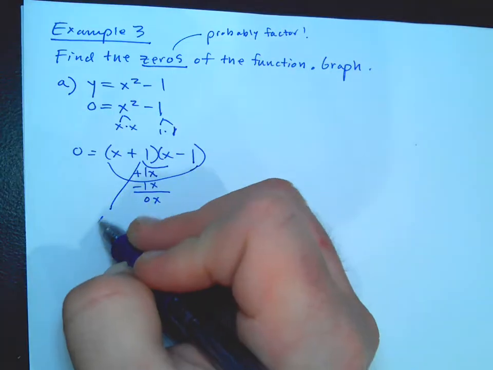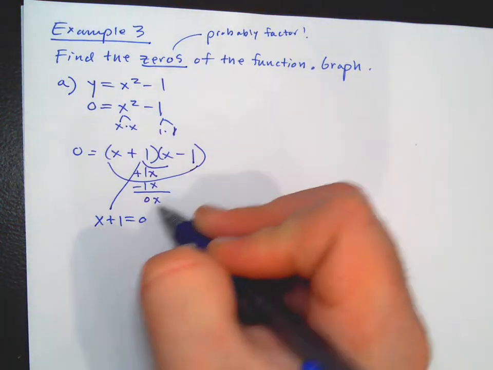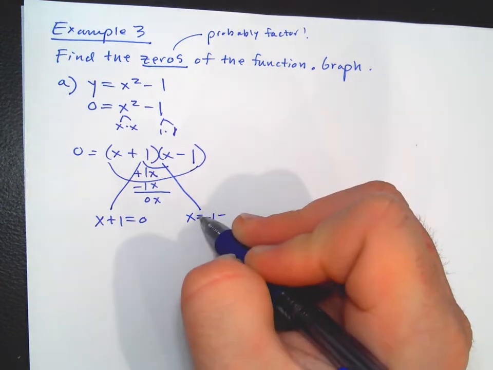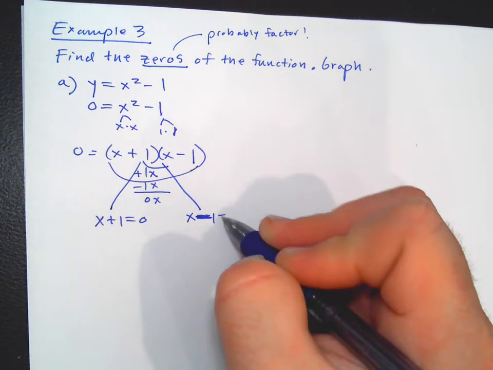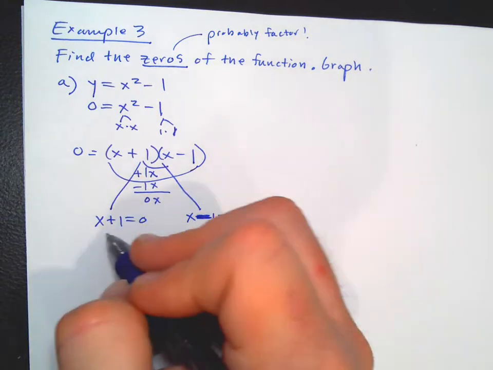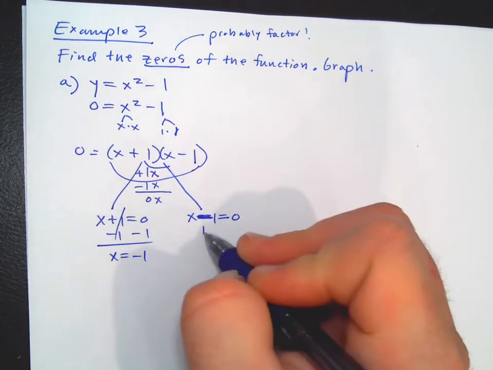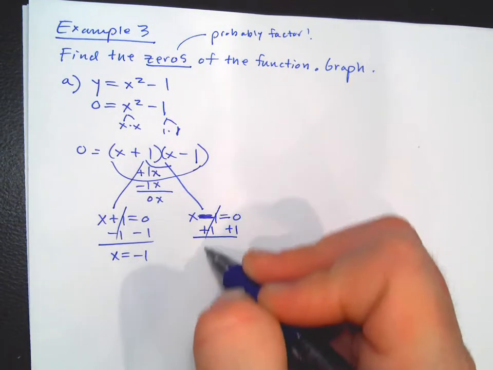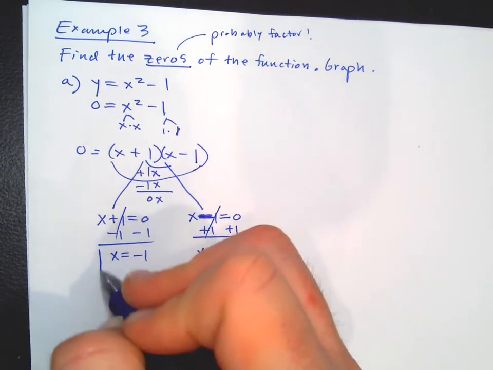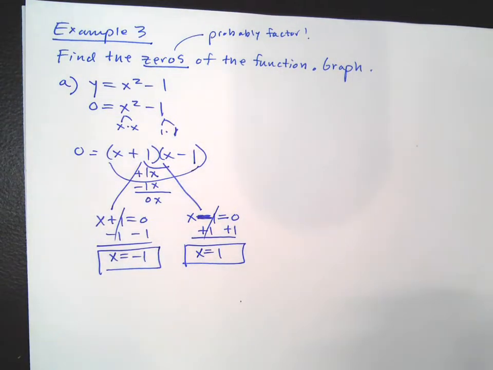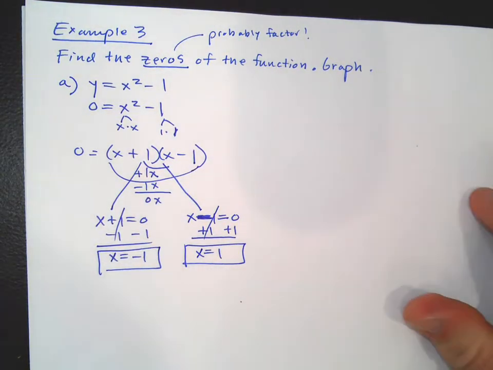Now from there, we set these equal to 0. That's called the zero product property. We set each of these equal to 0 on their own because if it equals 0 on its own, it should be a solution. And then we solve them. So these are your zeros. And we didn't even do anything new. This is all old stuff.